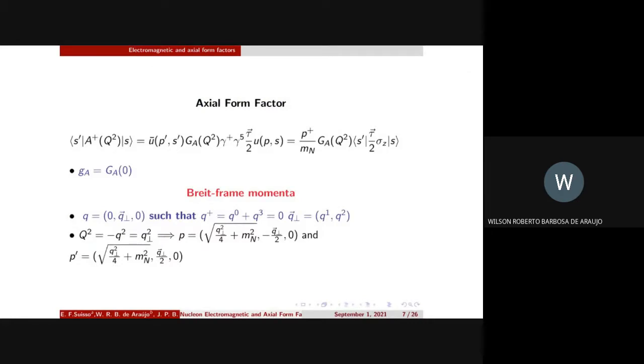In the same way, the axial form factor is obtained from the plus component in the light front of the axial current. The axial coupling constant comes from the axial form factor at zero momentum transfer. We have calculated both electromagnetic and axial currents in the Breit frame, where P and P' are the momentum of the nucleon before and after the off-shell quark absorbs the photon momentum transfer.